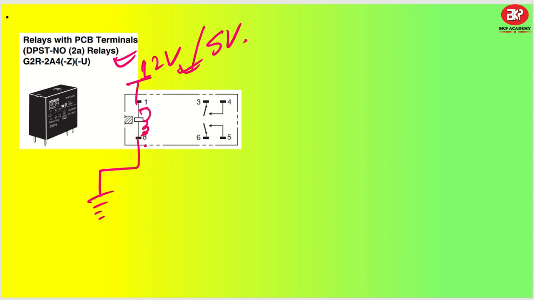So once this coil gets charged, then what will happen? This pin number 3 at this side will get connected to pin number 4. Similar to that, this pin number 6 will get connected to pin number 5. Okay, so once you complete the parts of the coil, this is the thing that is happening.